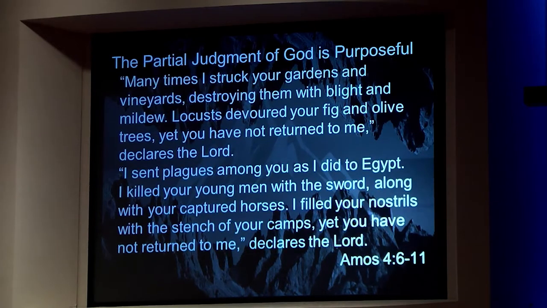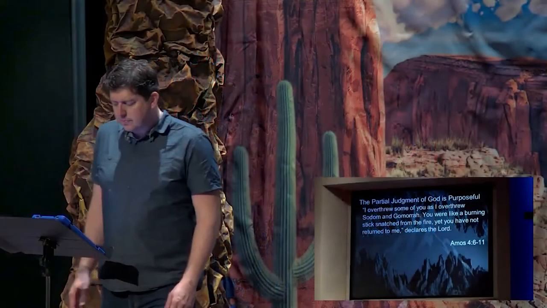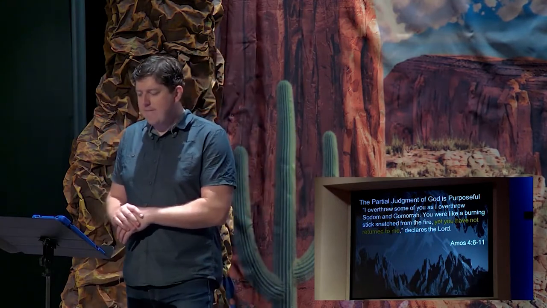Many times I struck your gardens and vineyards, destroying them with blight and mildew. Locusts devoured your fig and olive trees, yet you have not returned to me, declares the Lord. I sent plagues among you, as I did to Egypt. I killed your young men with the sword, along with your captured horses. I filled your nostrils with the stench of your camps, yet you have not returned to me, declares the Lord. I overthrew some of you as I overthrew Sodom and Gomorrah. You were like a burning stick snatched from the fire, yet you have not returned to me, declares the Lord. Did you spot the repeated phrase among all those judgments? Yet you have not returned to me.